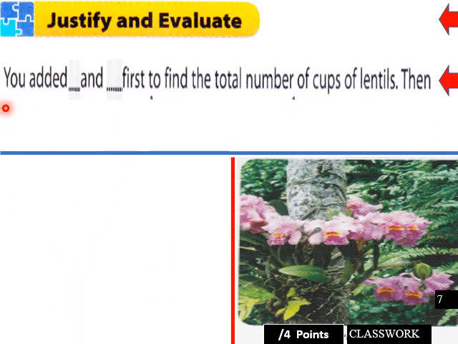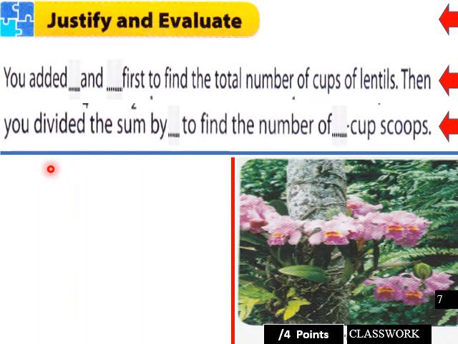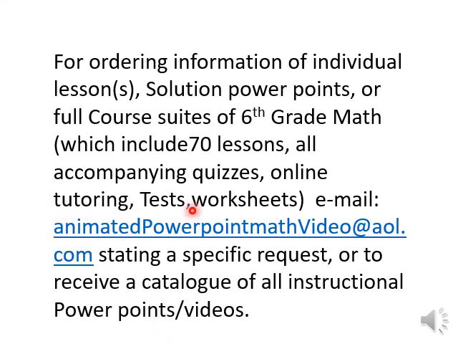Justify and evaluate. You added blank and blank first to find the total number of cups of lentils. Then you divided the sum by blank to find the number of scoops. Remember, this was your system of solving that problem: 3/4 plus 1 1/2, divided by 1/8, the amount in each scoop. And that is lesson 4.4, part 1.